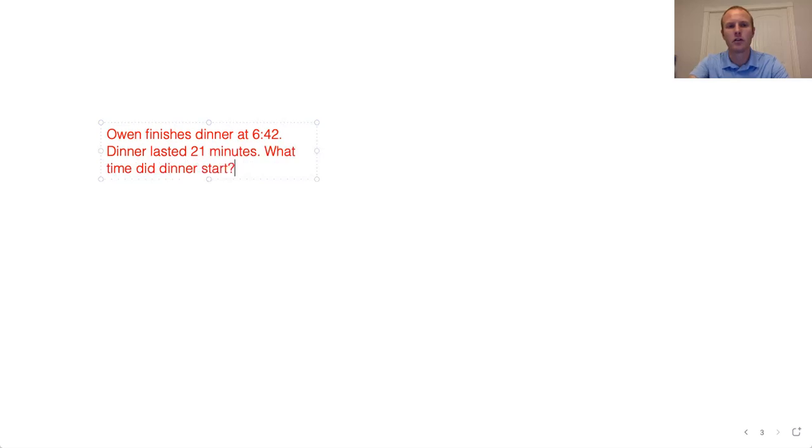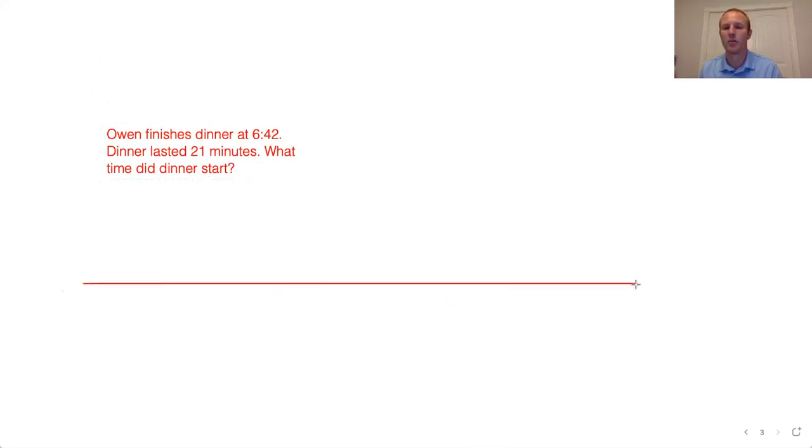So we could say that Owen finishes dinner at 6:42. Dinner lasted 21 minutes. What time did dinner start? So again, we have the ending time, we know how much time passed, and we need to find out what time something started. This is the third type of problem that you'll encounter here in this lesson and in the next couple of lessons.